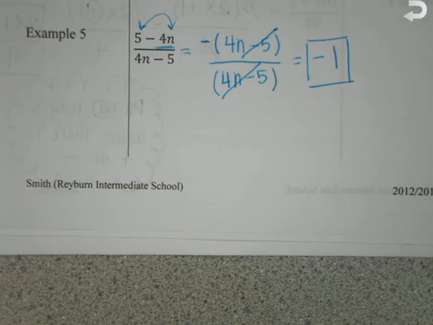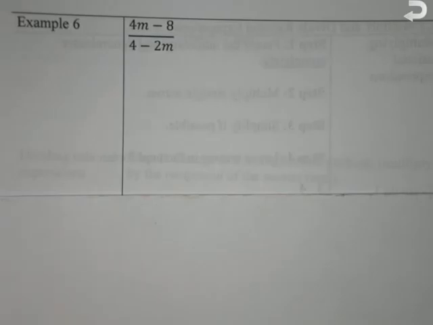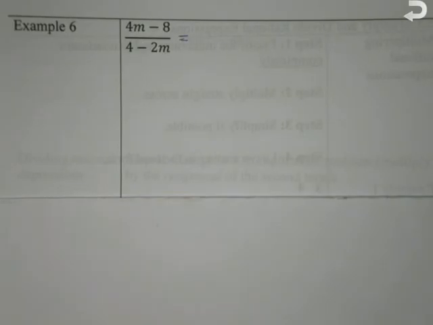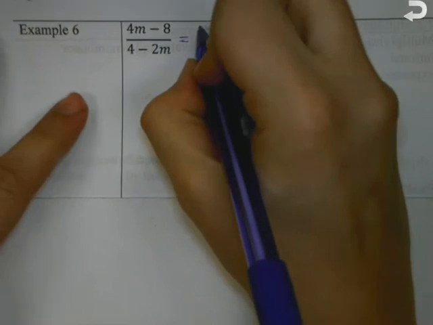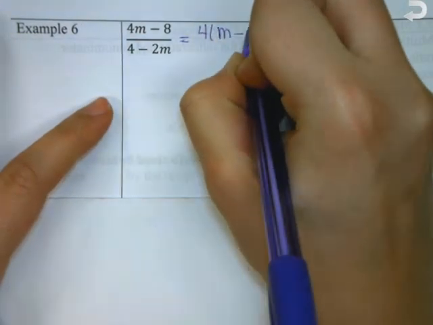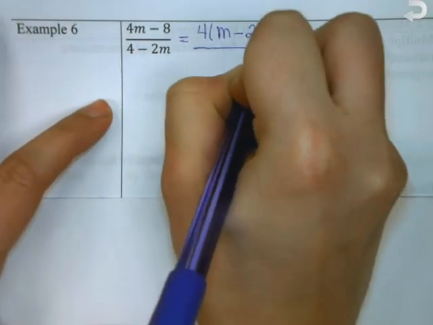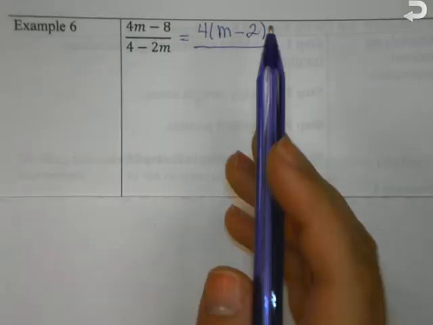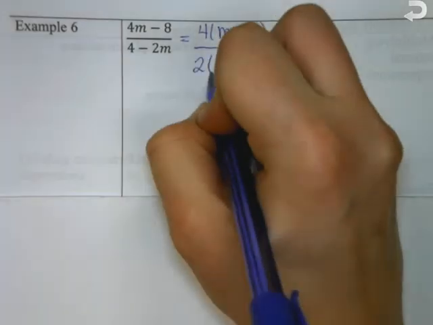Okay, example 6. 4m minus 8 over 4 minus 2m. Step 1 is we want to factor the numerator and denominator. What method will I use to factor the numerator? GCF. What is the GCF? 4. Good, 4. So factor out a 4. So that's going to give me m minus 2 over. Remember, 8 divided by 4 gives me 2. What's the GCF of the denominator? 2. So that's going to be 2 times 2 minus m.